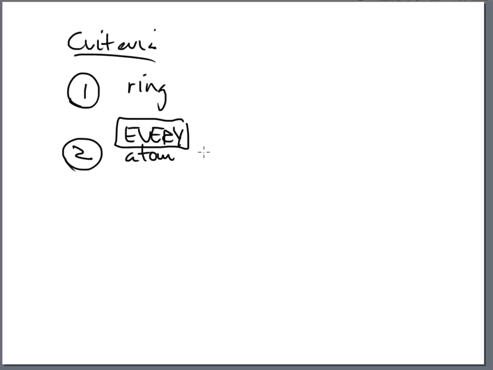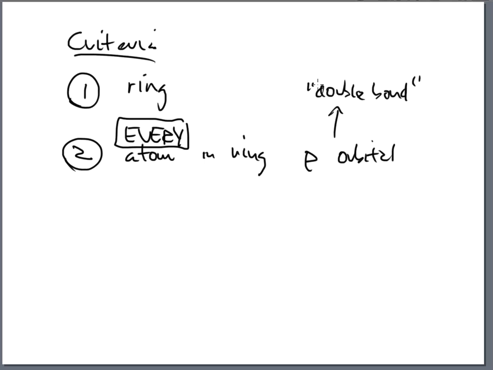Every atom in the ring has to have a p orbital. Okay, well, what does p orbital mean? Well, that goes back to Orgo Chemistry 1, 251. It goes back to that very first lecture that we began to talk about. What is a p orbital? Okay, well, I'm going to give you a simple definition here, and I'm going to say double bond. It's more than just a double bond, though. This is the most common p orbital that we see, but it's more than just the double bond.